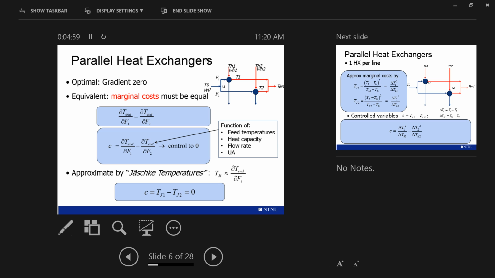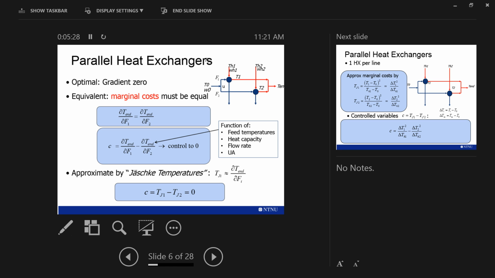And so the ideal self-optimizing or controlled variable would be then to say, well, let's just control the difference between these for the two branches here to 0. But it's not as easy because these functions here depend on feed temperatures, on heat capacities, on flow rates, and lots of parameters that are difficult to estimate. So instead, we want to approximate them by simple functions of temperatures.